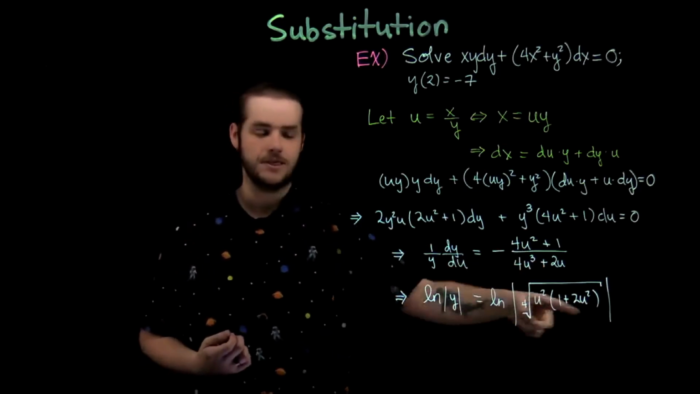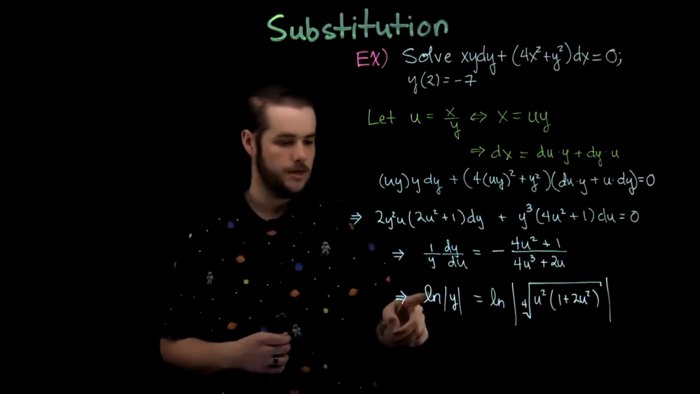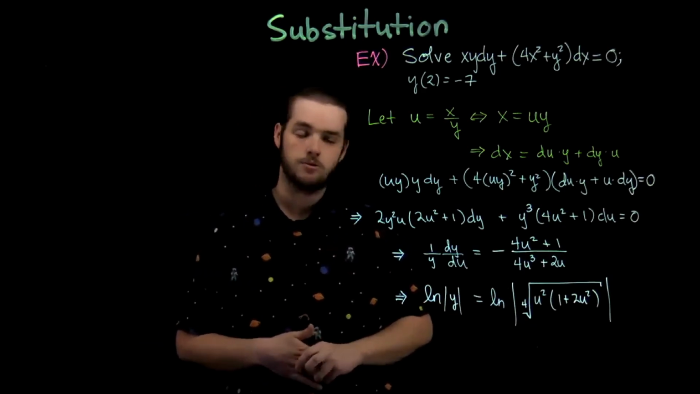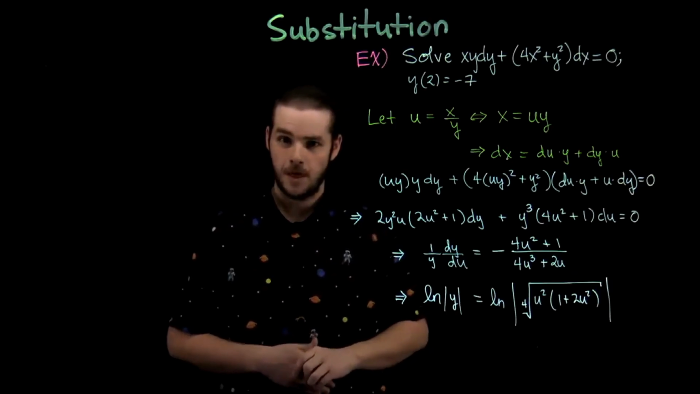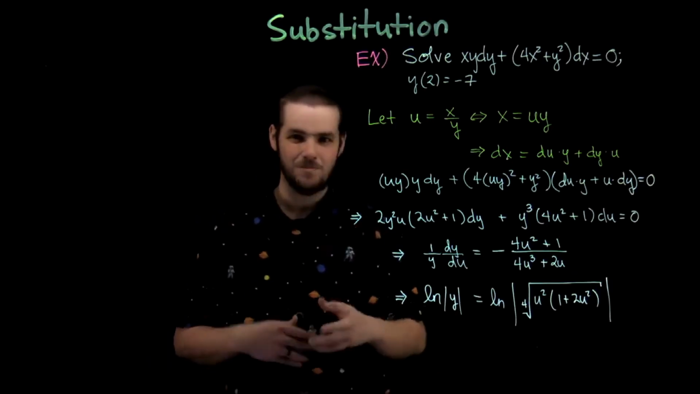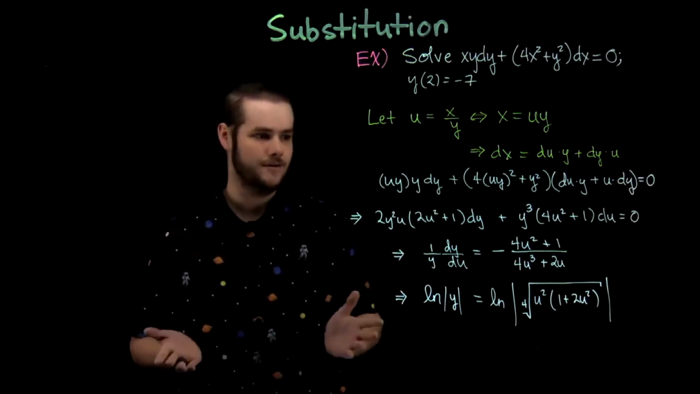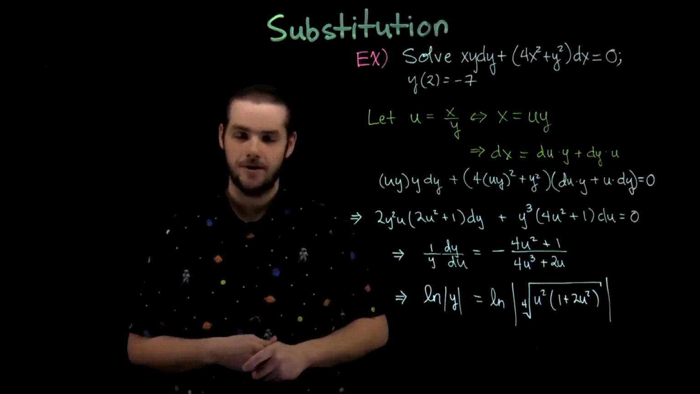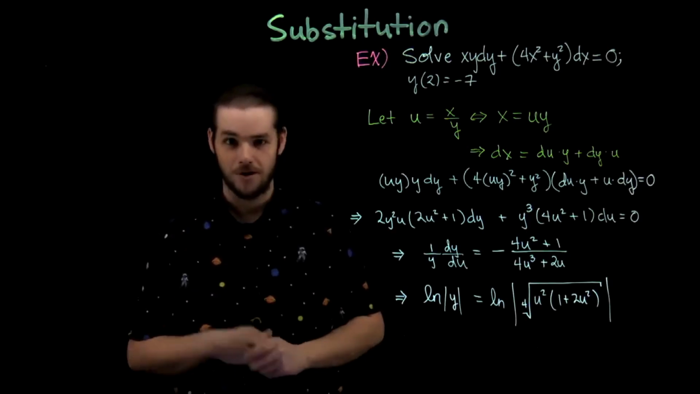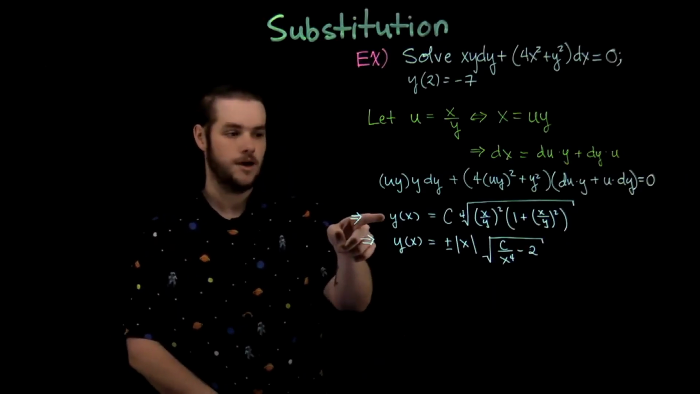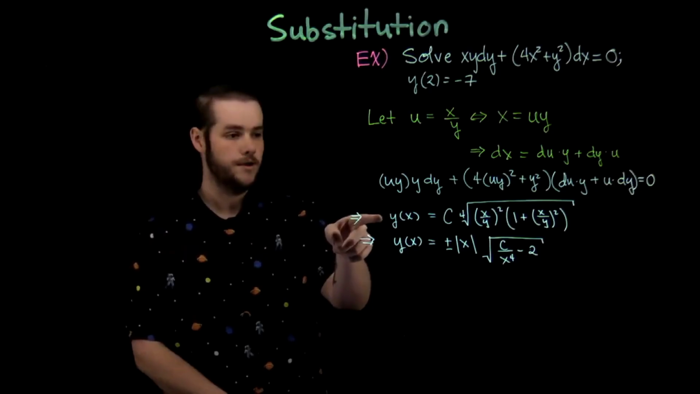And that gives me this solution here, that natural log of y is equal to natural log of the fourth root of u squared times 1 plus 2u squared. But this solution would still be in sort of bad form because we're trying to find a function y of x, not of u. So how do we get there? You guessed it, more algebra. Stay tuned.